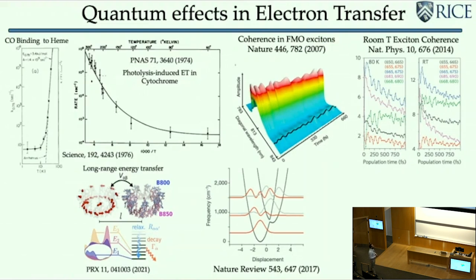There has been evidence since 1974 that in some proteins, electron transfer actually deviates from the typical Arrhenius exponential behavior in temperature. So the rate actually deviates already at 200 Kelvin, which is quite close to room temperature. And people, for example, have performed 2D spectroscopy experiments on these FMO excitons, and they've seen coherences in these quantum bits that last for hundreds of femtoseconds.